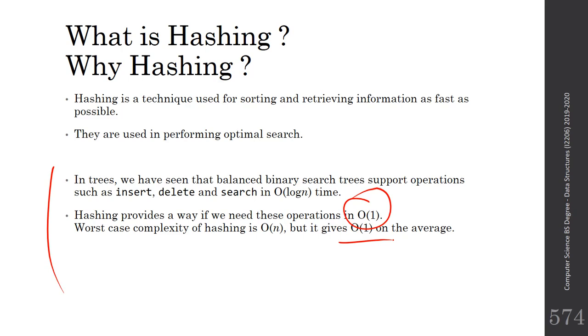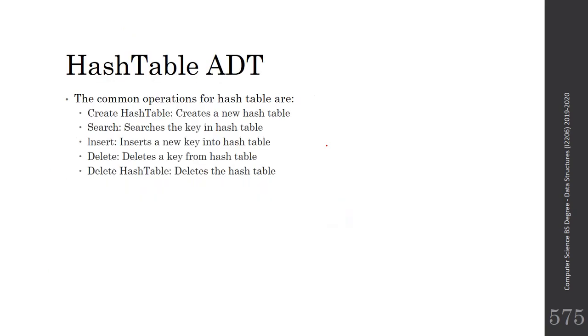It's very useful, and it's mostly used in doing optimal search, whenever we want to search for an element and find it quickly. For the hash table ADT, obviously we need to create a hash table, search, insert, and delete an element from a hash table. Those are the main operations whenever we encounter any kind of hash table.